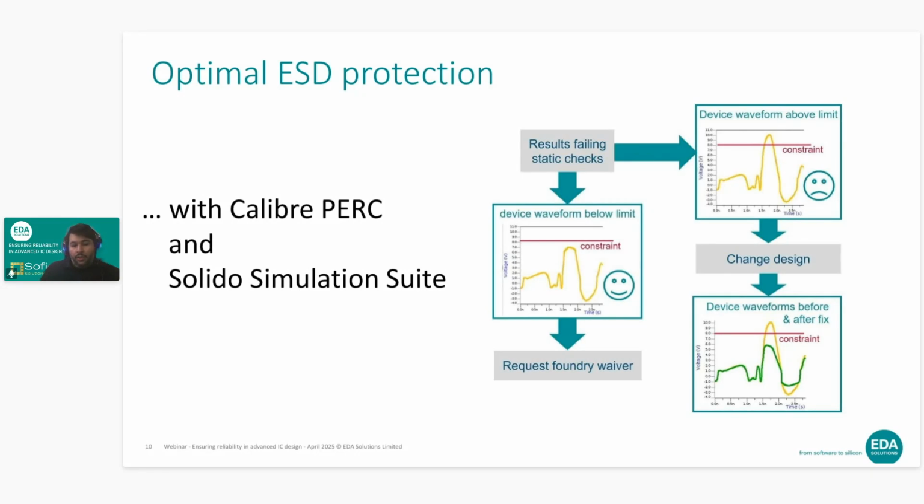One of the key use cases for this technology is verifying whether devices are at risk of breakdown during an ESD event if certain discharge paths do not meet the foundry-specified resistance criteria. The context-aware flow automatically identifies failing paths and launches simulations to determine if these paths pose a risk to the devices. Engineers can then decide whether to request waivers from the foundry or make necessary design adjustments based on the simulation results.